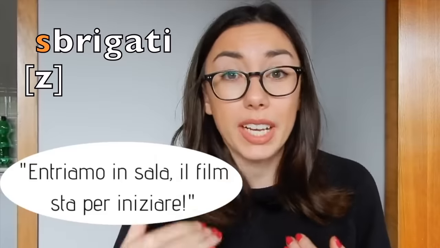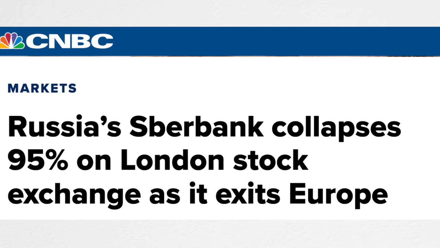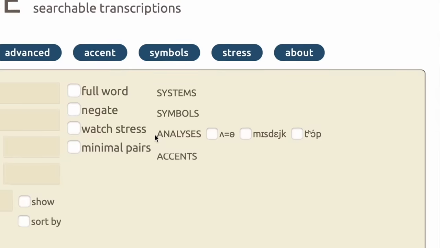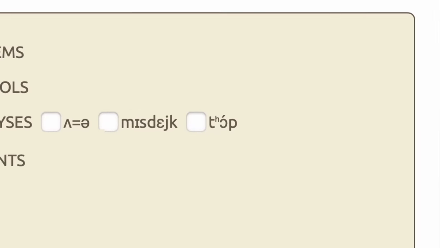Now, speakers of some languages, if they see clusters like SB, SD, SG in English words, can mispronounce them as ZB, ZD, ZG. Italian, for example, pronounces S as Z before voiced consonants. Sbrigati! Come on! And Slavic languages, including Russian, do the same thing. Sberbank. Cube, by default, shows the usual transcription. But as I said, users have the option to see clusters like this, and also the option to display aspiration where it does occur.